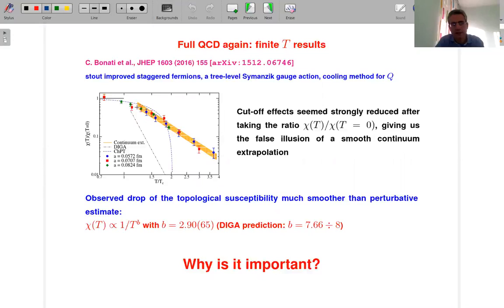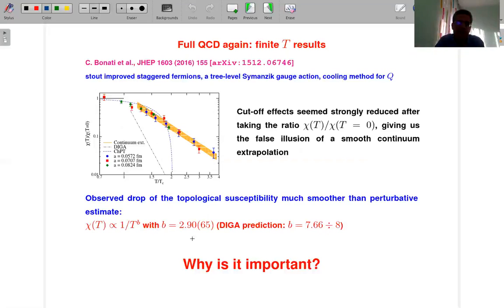So a linear behavior means a power law behavior, a decreasing power law as a function of the temperature. But then we obtained a result in contradiction with the dilute instanton gas approximation. The prediction from the dilute instanton gas approximation was for a coefficient between 7 and 8, depending on the fermion mass. Of course, this dependence, going from 7.6 to 8, depends on the value of the fermion mass.